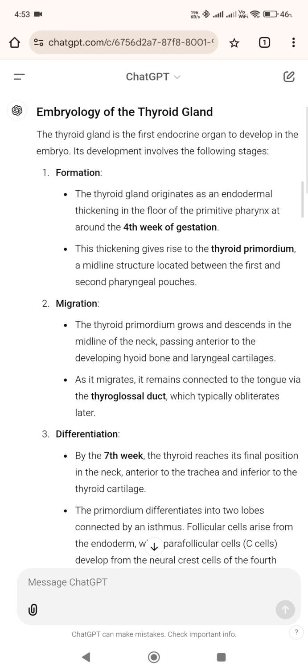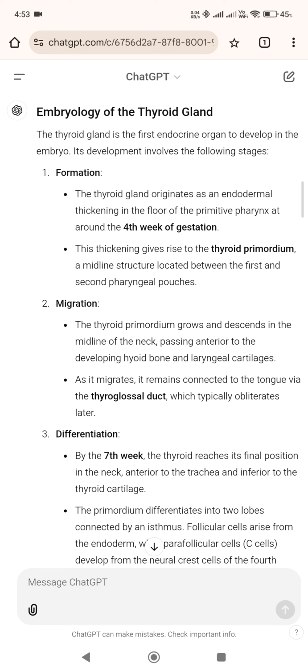1. Formation. The thyroid gland originates as an endodermal thickening in the floor of the primitive pharynx at around the fourth week of gestation. This thickening gives rise to the thyroid primordium, a midline structure located between the first and second pharyngeal pouches.